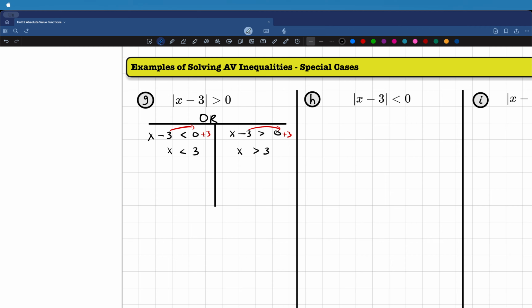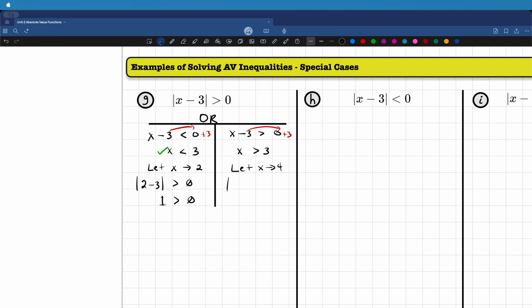And so what we can do is pick two values to test that condition. We're going to let x be 2, that's less than 3. And over here, we're going to let x be 4. Now we just take the absolute value of 2 minus 3 and ask, is that more than 0? 2 minus 3 is -1. The absolute value of -1 is 1. 1 is greater than 0. So that is a true case there.